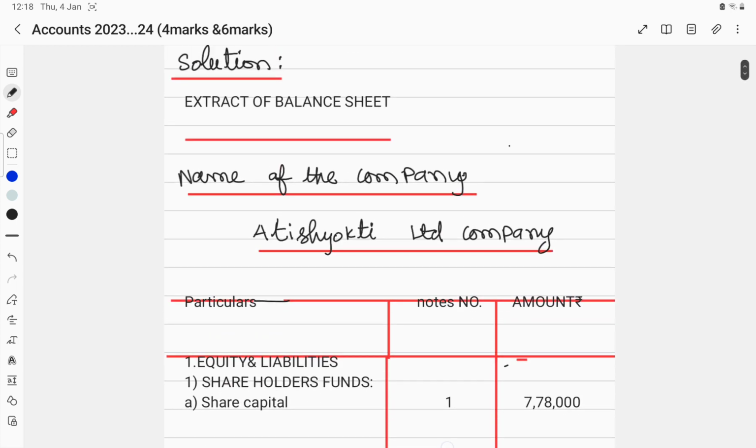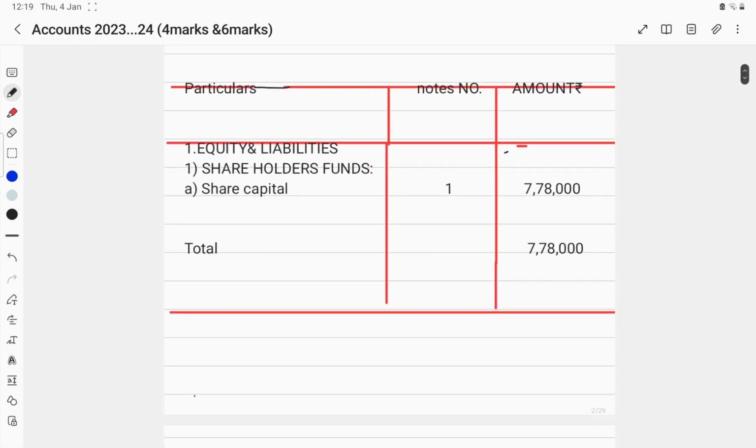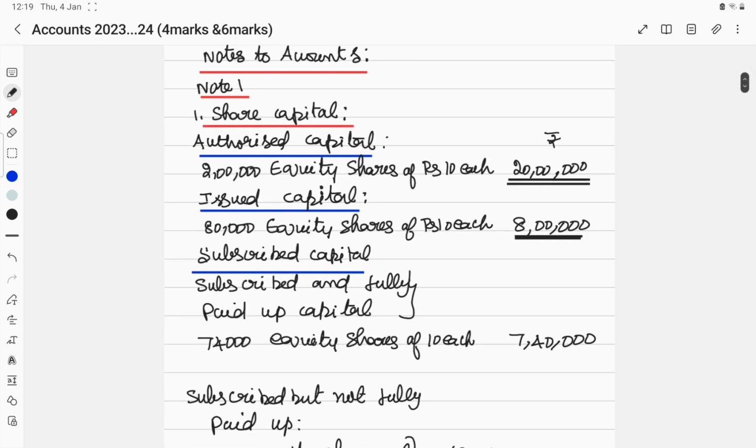Solution: extract of balance sheet. Name of the company, Adikshogdi Limited Company. Particulars, note number, amount. Equity and liabilities, shareholders' funds. A, share capital, note number 1, 7,78,000 rupees. Total 7,78,000. Notes to accounts.